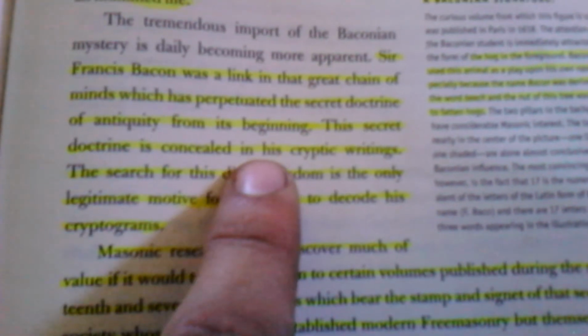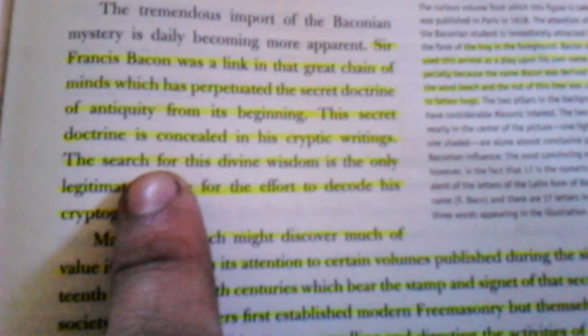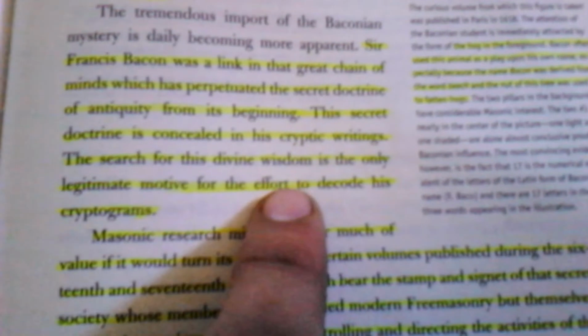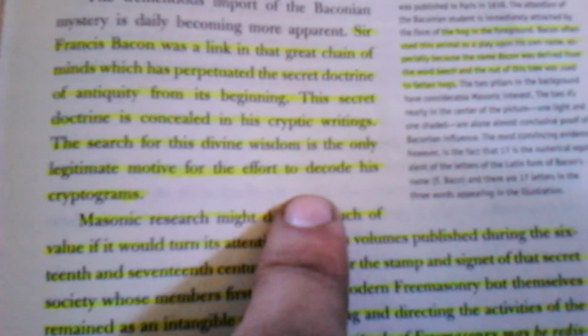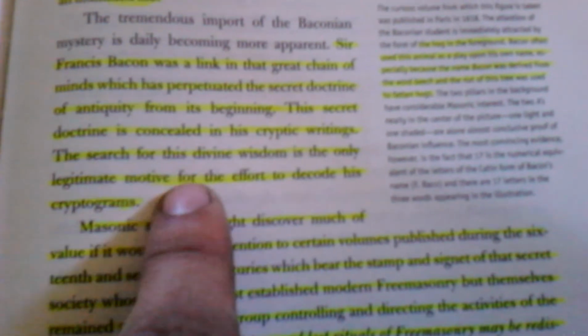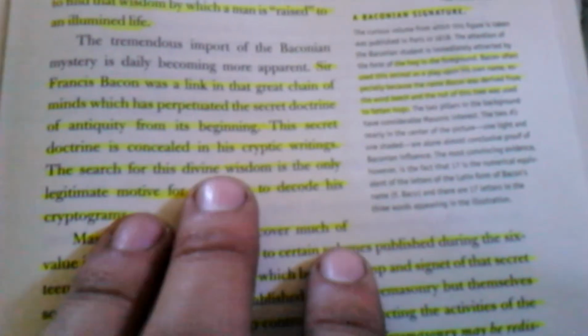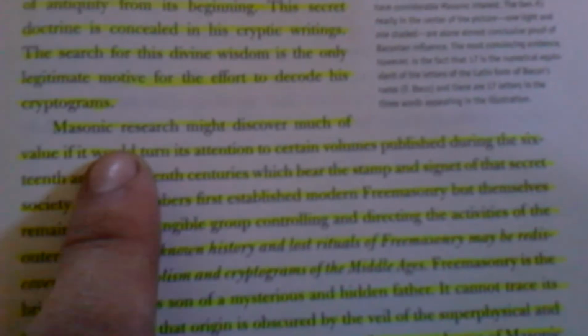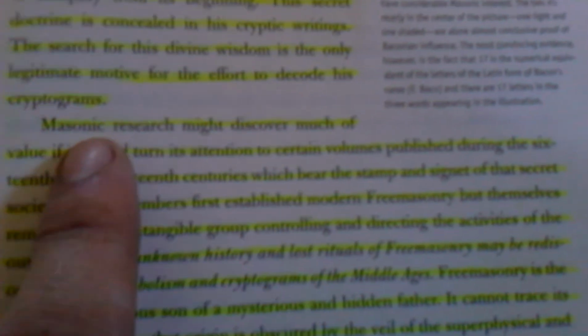This secret doctrine is concealed in his cryptic writings. The search for this divine wisdom is the only legitimate motive for the effort to decode his cryptograms. So that's the only legitimate motive. See, that's why none of you people ever figured this out, because none of you have a legitimate motive to search for divine wisdom. See, they search for divine wisdom from Esau. They search for divine wisdom from Satan. But we search for divine wisdom from the Most High and from the Torah. They use witchcraft and a bunch of nonsense. We use the Torah, and the Most High blesses us with knowledge if we fear Him.